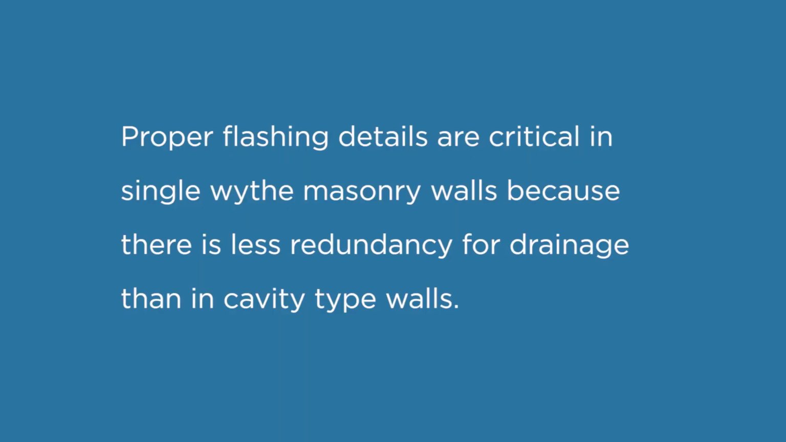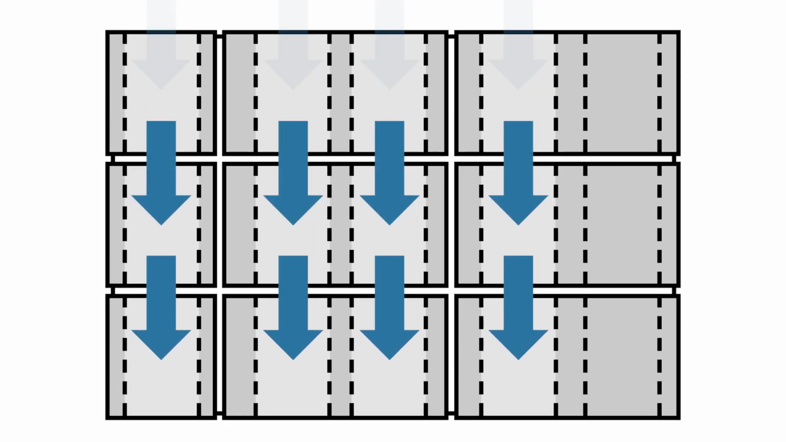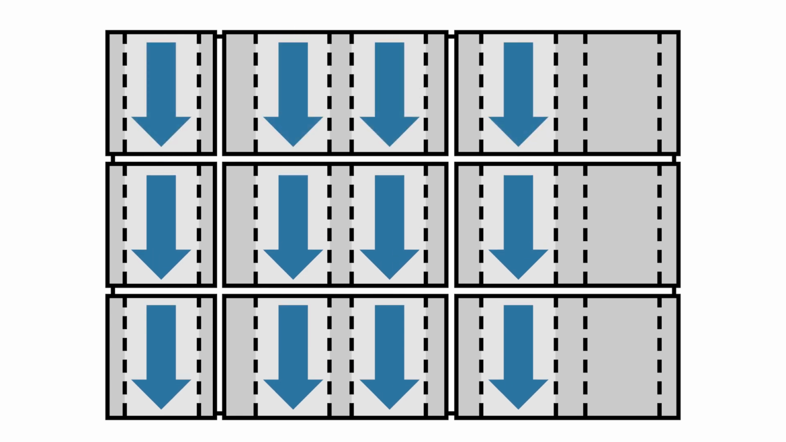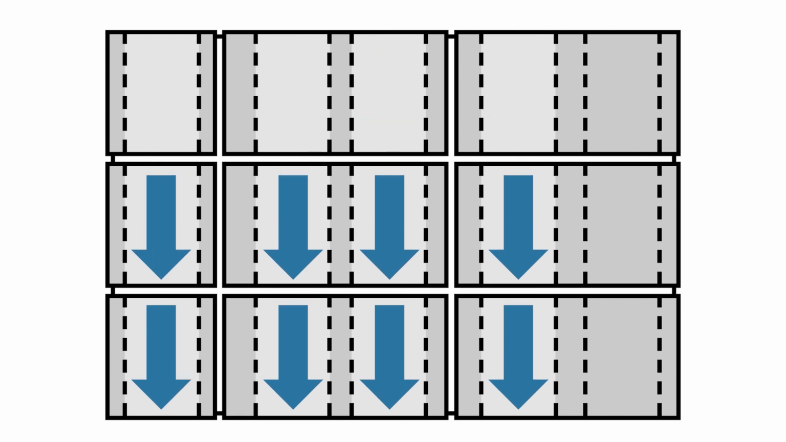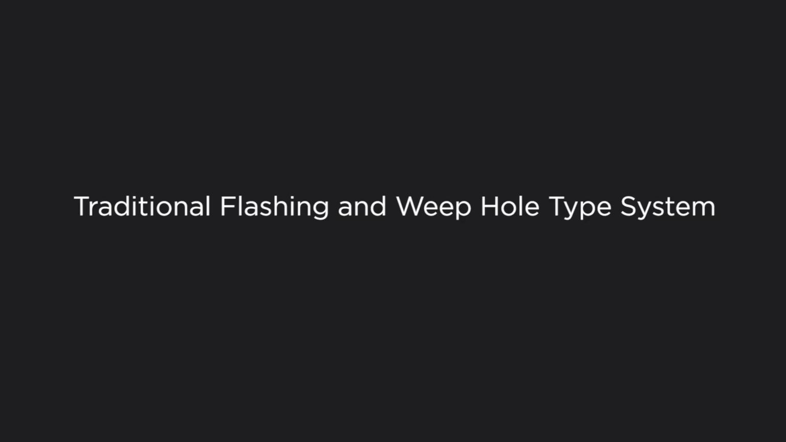Proper flashing details are critical in single-width masonry walls because there is less redundancy for drainage than in cavity-type walls. The cores of concrete masonry units must actually work like a drainage cavity. Moisture that penetrates the exterior face needs to flow downward through the open cores of the masonry units and be redirected to the outside, as in cavity walls.